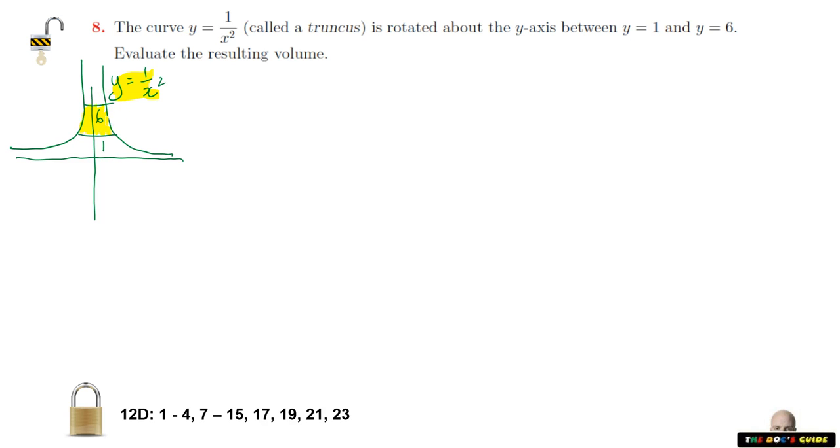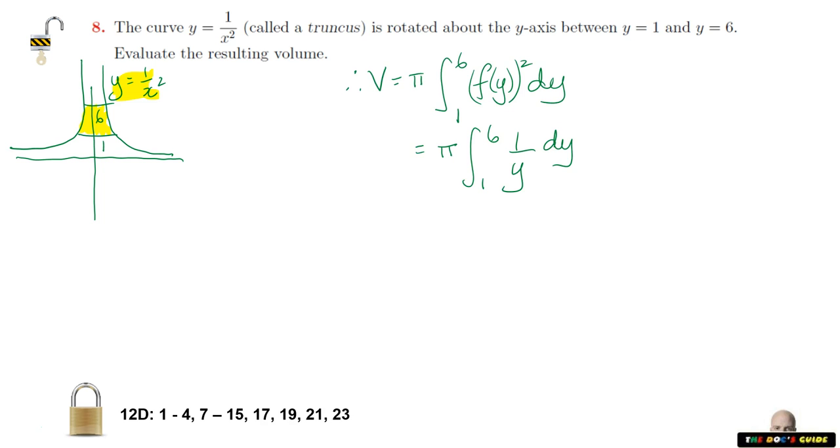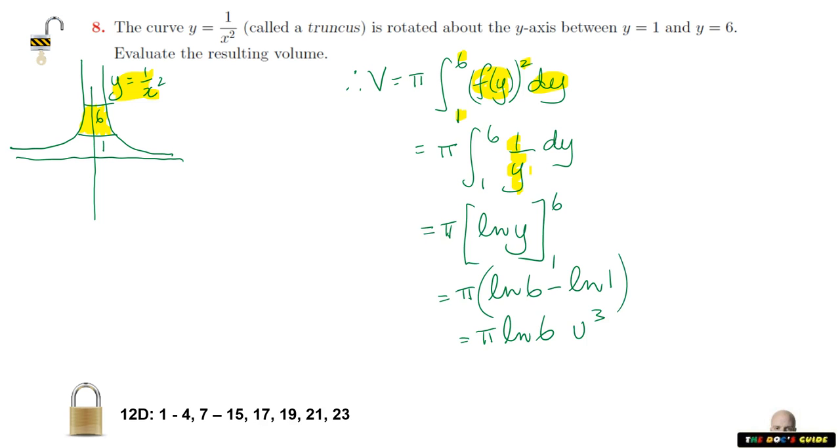We're going to rotate that around the axis. So because we're rotating around the y-axis, we want pi outside the integral from a y value to a y value of f of y all squared dy. So f of y of course means that we want x as the subject, and we want x squared as a subject in this case, so that's simply 1 on y, and away we go from there.